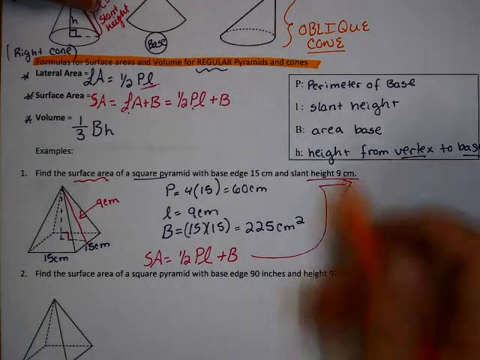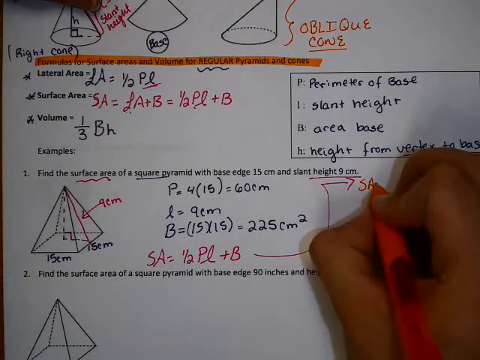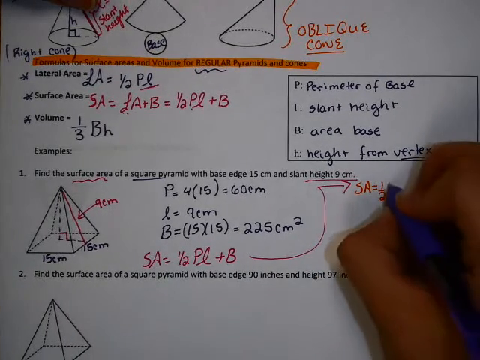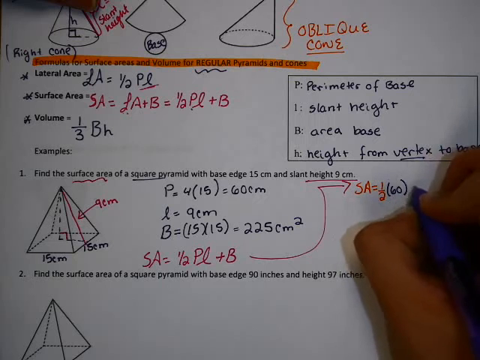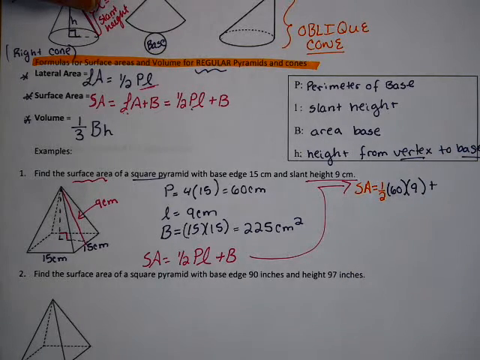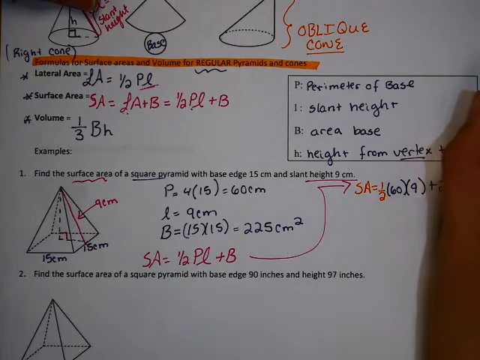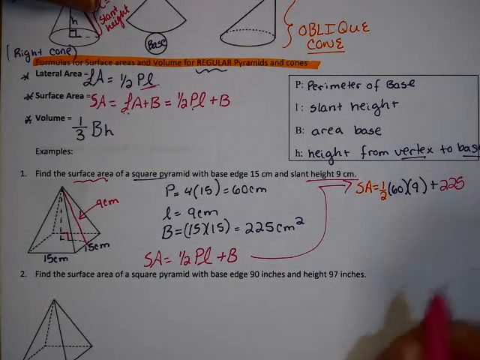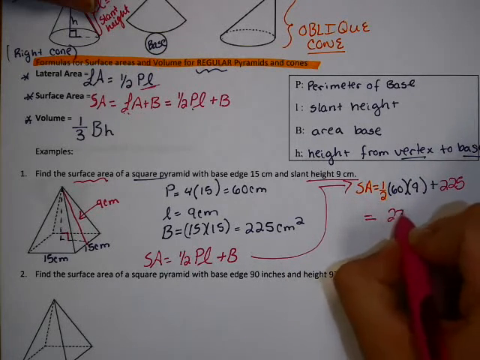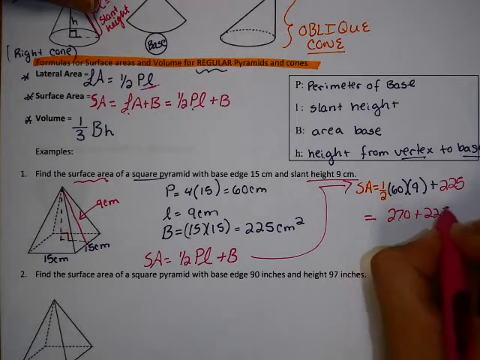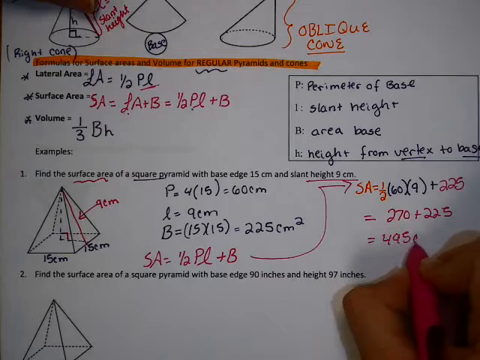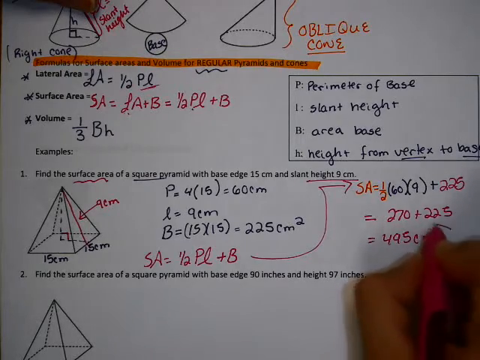All right, so surface area is equal to 1/2. Our perimeter is 60, our slant height is 9, and the area of the base is 225 centimeters squared. So we end up getting 270 plus 225, and my surface area is 495 centimeters squared.